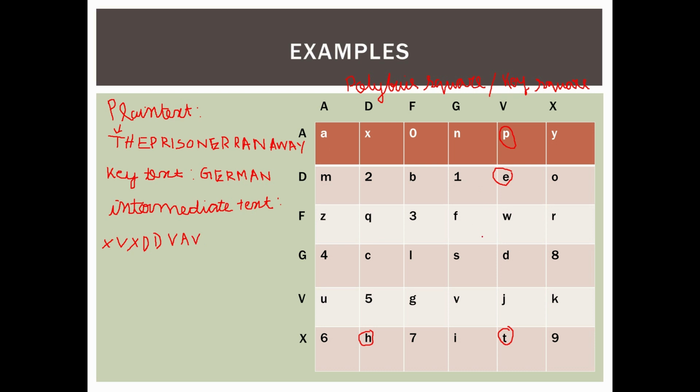and for R we have F and X, and for I we have X and G, and then we have S. For S we have G and G, and for O we have D and X, and for N we have, N is here, A and G.